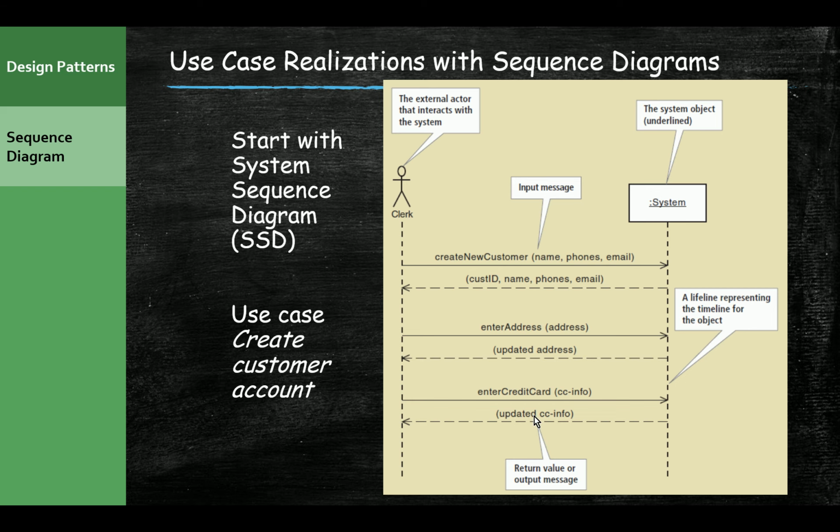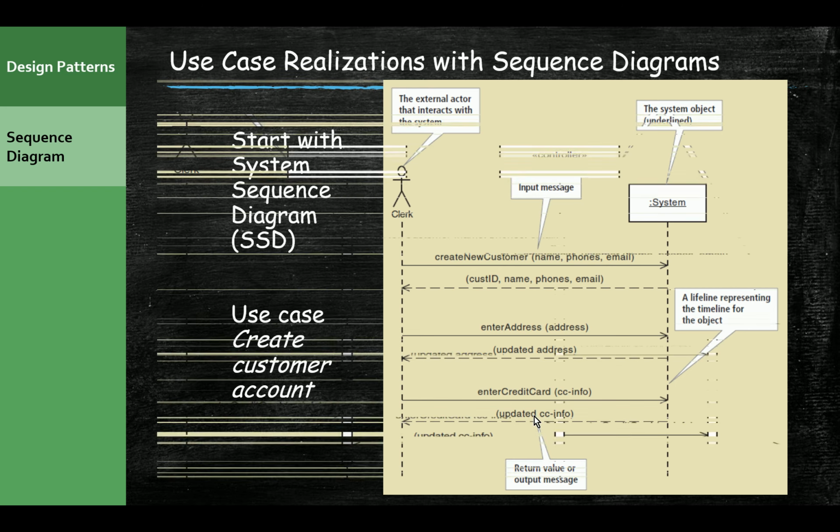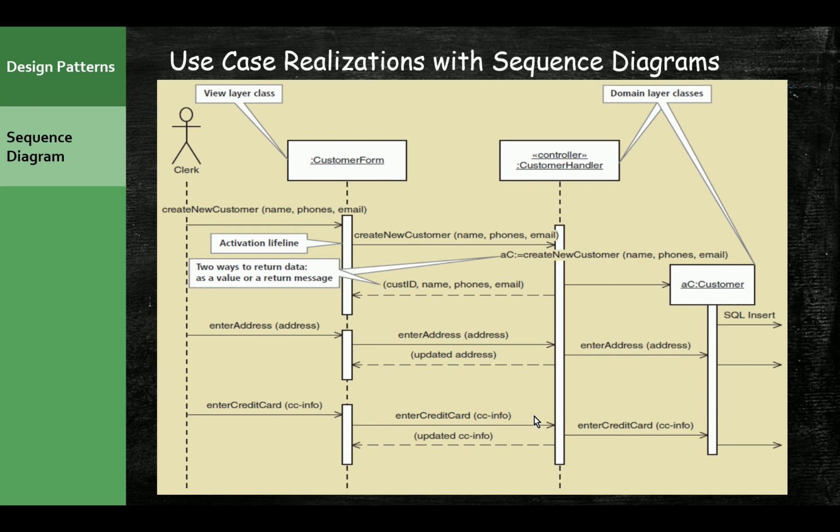We looked at this already, in one of the previous presentations. So this is the system sequence diagram. We can start with this and expand on it. We can decompose the system into additional objects. So we have an instance of the customer form, an instance of the customer handler, and an instance of the customer object, which is the one on the right-hand side.